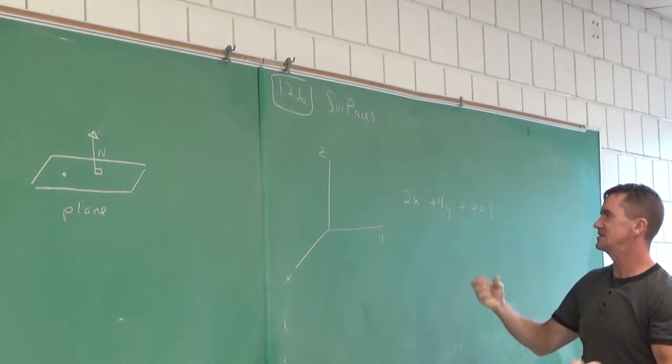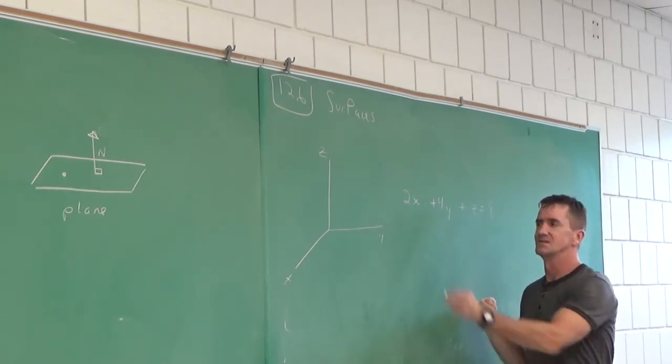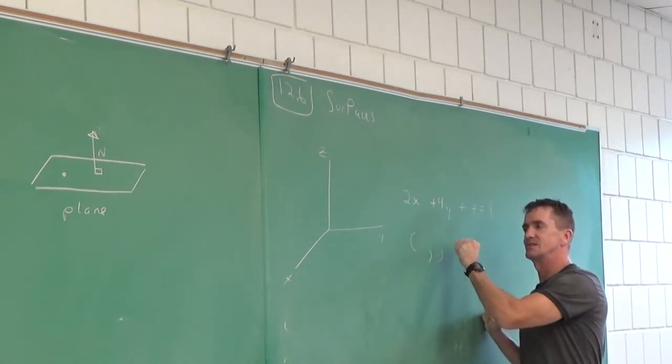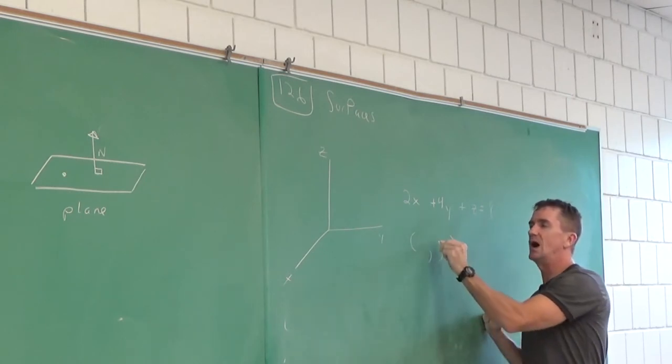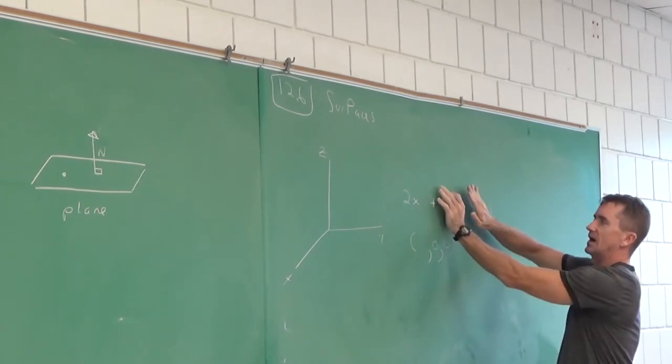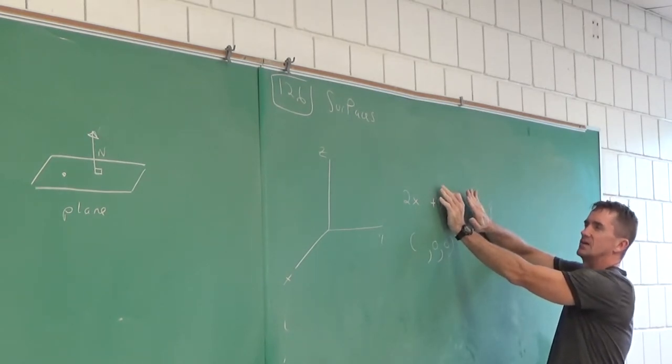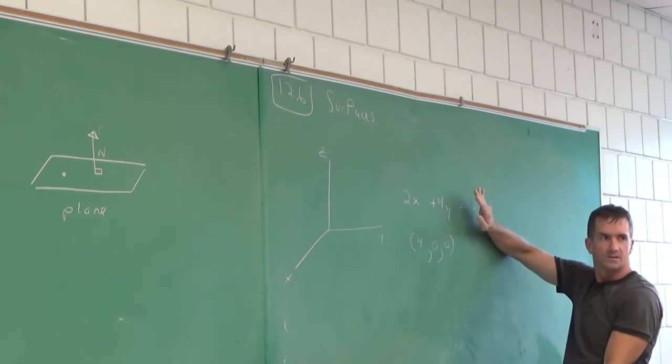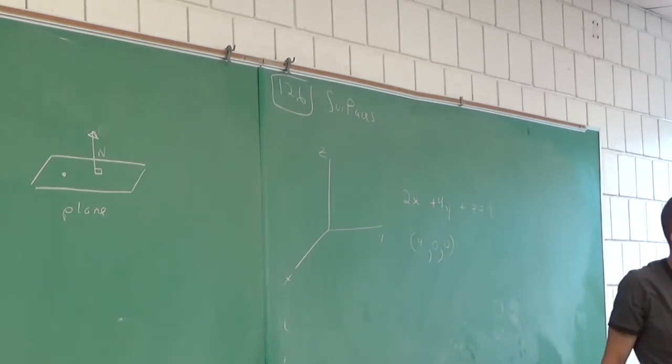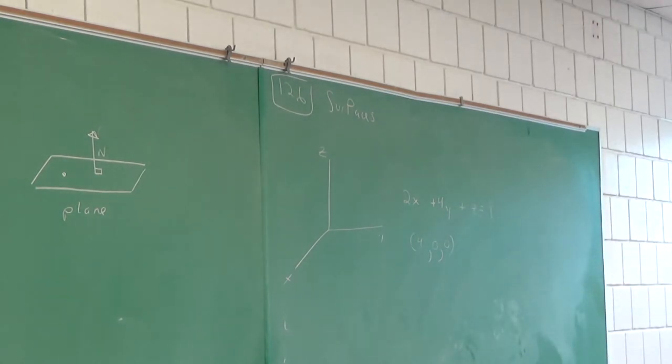I think the easiest way is using intercepts. Can we use intercepts? Now, what would be an x-intercept? The y and z would have to be zero. So would you make those zeros? What would have to be the x value of a point on that plane? Four. We'll find the three intercepts and plot them and we'll be done. We'll connect them. It's going to look like a triangle, but it would be a sketch.